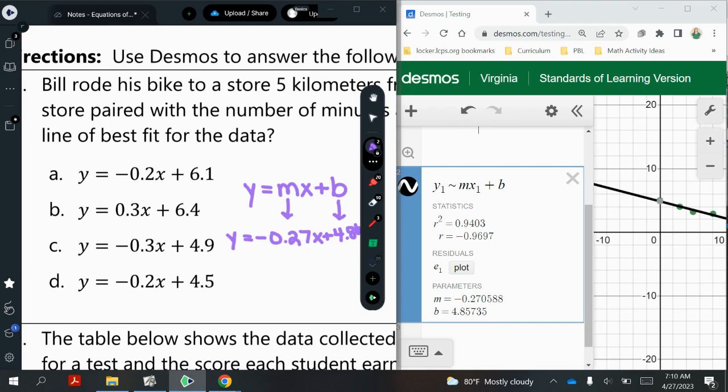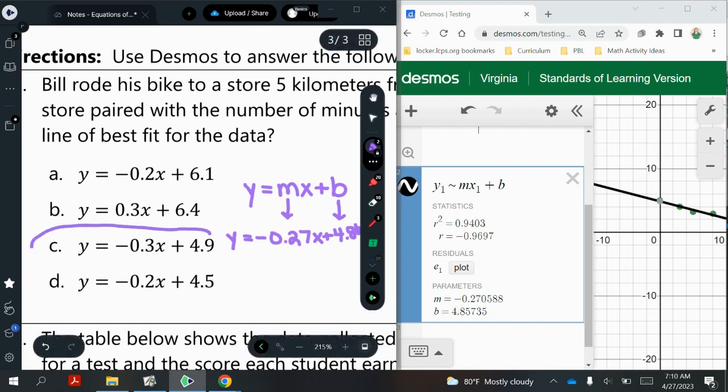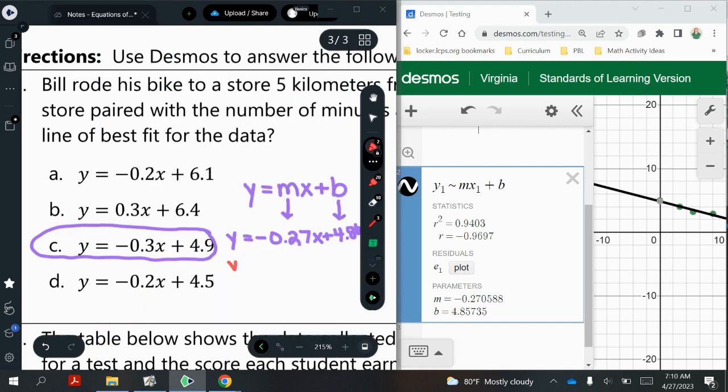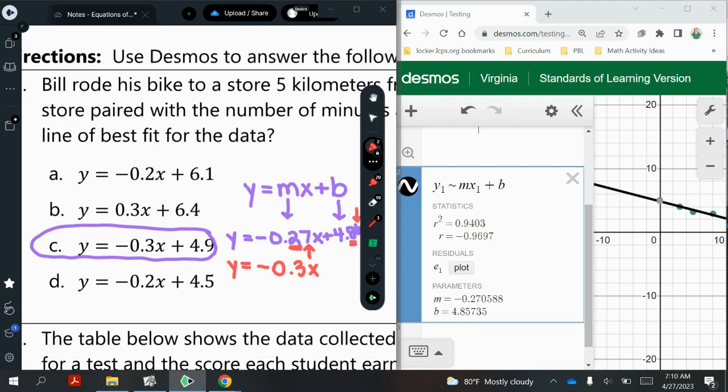The only answer that looks even close to this one is going to be C, and here's why. Because if I go even further with this equation and round these numbers to the nearest tenth, I get y equals, rounding it up, it's a 2 and 7 is higher, so that will be negative 0.3 with my variable x, and then 4.8, because the number after it is higher than 5, I round it up to 4.9. And that's exactly matching my example C.